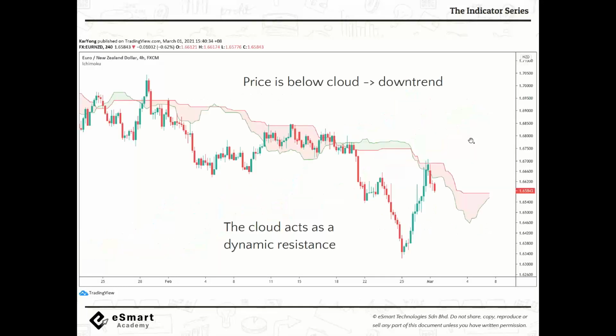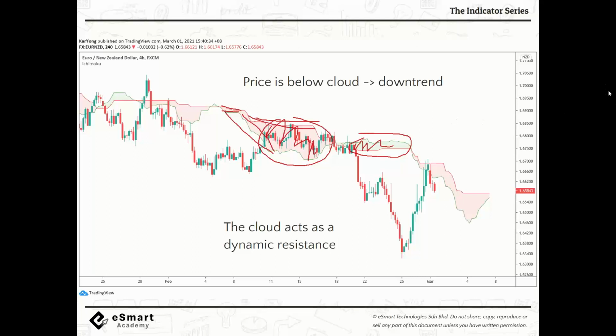Vice versa, if price is below the cloud, then what you see is a downtrend and the cloud acts as a resistance. Now you can also see the thickness of the cloud. There's the thin one, and you have the thicker version over here. The wider the cloud is, the stronger that resistance is going to be, and the thinner it is, the weaker the resistance, and vice versa for support as well.